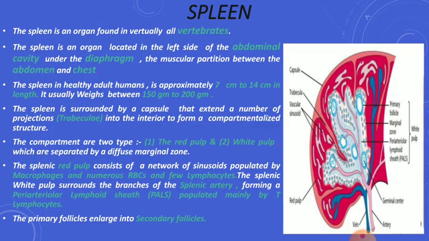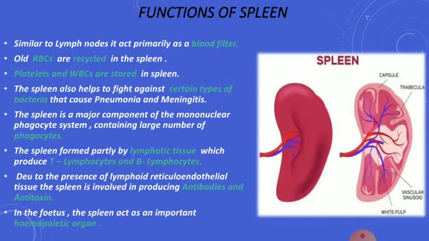The splenic red pulp consists of a network of sinusoids populated by macrophages and numerous RBCs and few lymphocytes, and the splenic white pulp surrounds the branches of the splenic artery and is populated mainly by T lymphocytes.